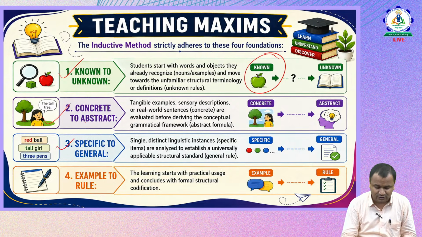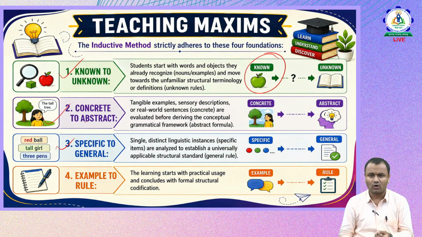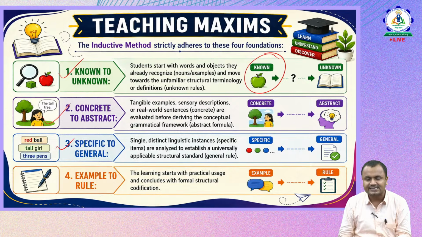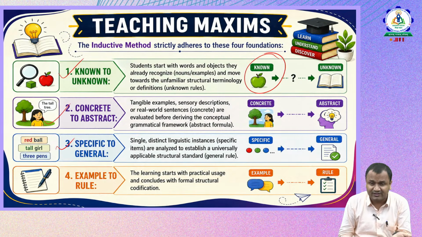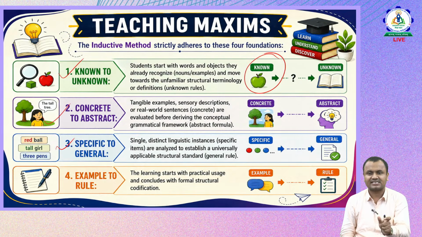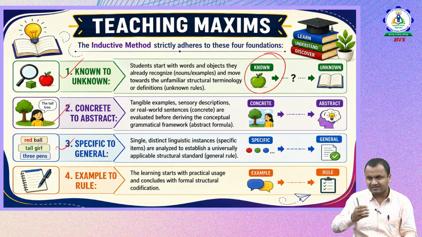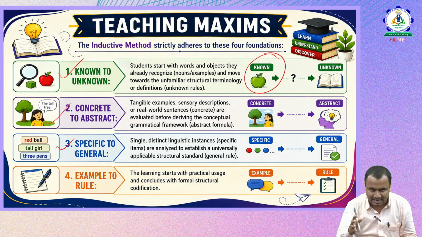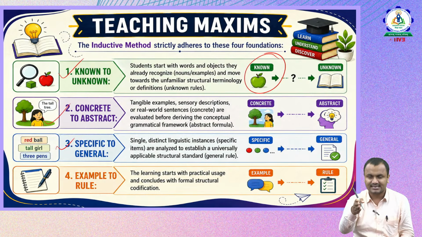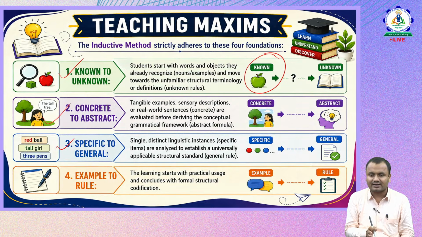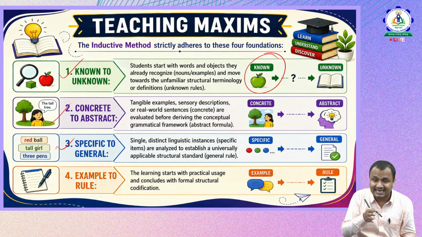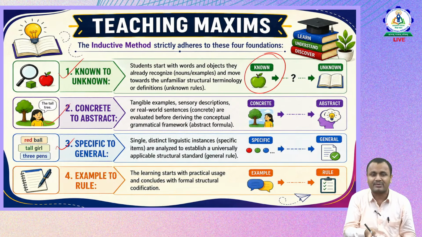Next is specific to general. What is specific? Every example in itself is specific, unique and different. So all examples are specific. Let's say we are writing five sentences on the board. Each sentence is one specific example. Now from those specific examples, the student will recognize the pattern, and based on the pattern, the student will tell the general rule or the universal grammatical formula.